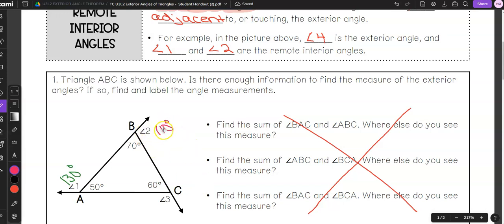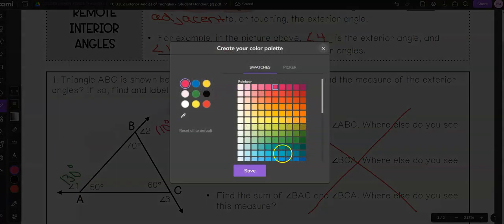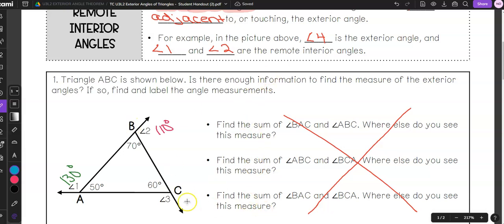Okay, so 110 plus 70, that's 180. So that's one way I could get that. Let me get a different color here. Let me get a blue, a nice teal. I love teal. Angle 3 is 120 degrees. So 60 plus 120 is 180. They're on a straight line.